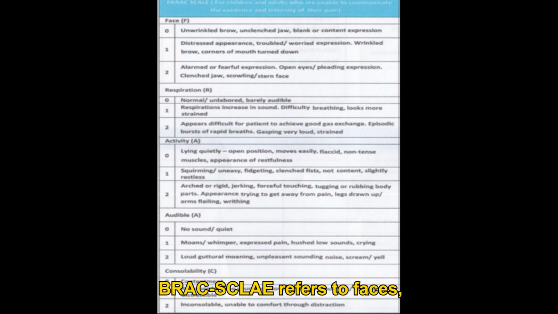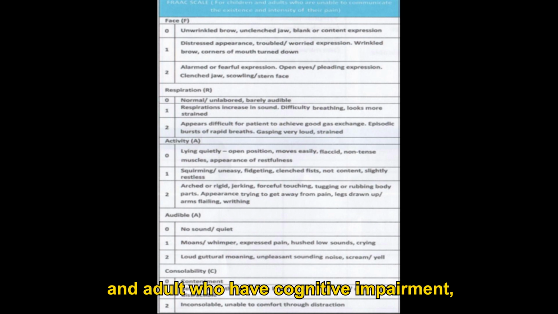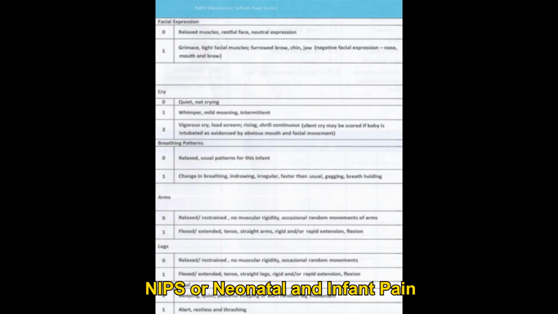FRAC refers to faces, respiration, activity, audible, consolability for children and adults who have cognitive impairment, severe emotional disturbance, dementia, and those who have an altered level of consciousness who are unable to communicate the existence and the intensity of pain. NIPS or Neonatal and Infant Pain Assessment Scale is for preterm and full-term neonates. This can be used for monitoring a neonate before, during and after any procedure.